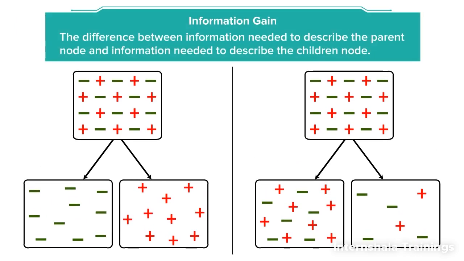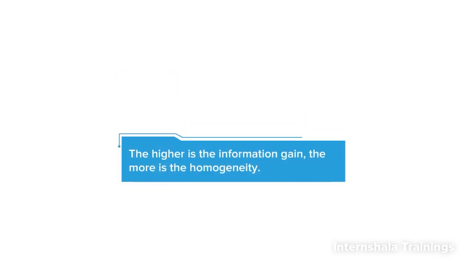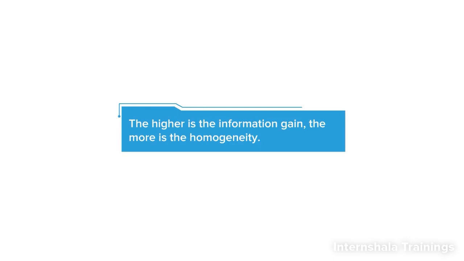Information gain is nothing but the difference between information needed to describe the parent node and the information needed to describe the children node. As children node get more homogeneous, the information required to describe them is less and hence the information gain is more. So, we can say that higher information gain leads to a more homogeneous or pure node. Mathematically, this information gain is calculated as 1 minus entropy.